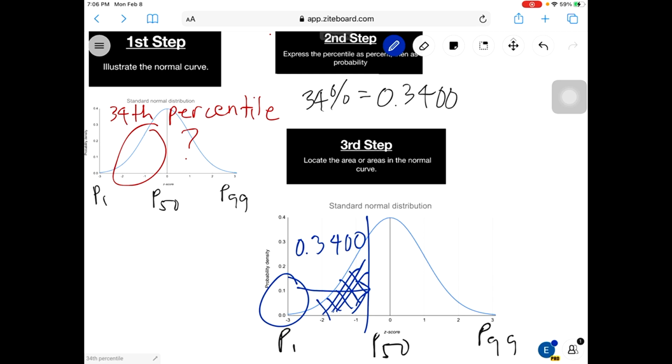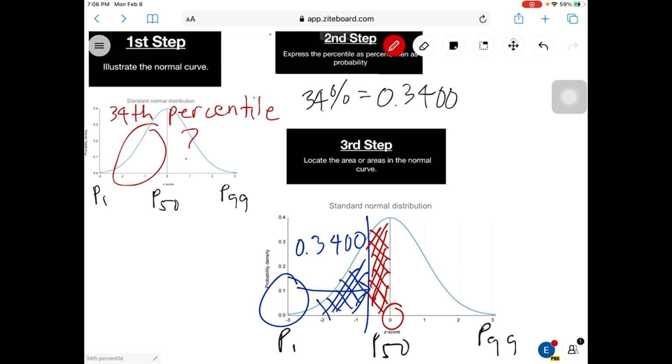Now we have to remember that to find the area using the z-table, our point of reference is always at the center or the mean. So in this case, we have to find this area first, the area that I'm marking with red, this particular region, to determine the z-score that represents 0.3400. Again, let's remember that to find the area using the z-table, our point of reference is always at the center or the mean.